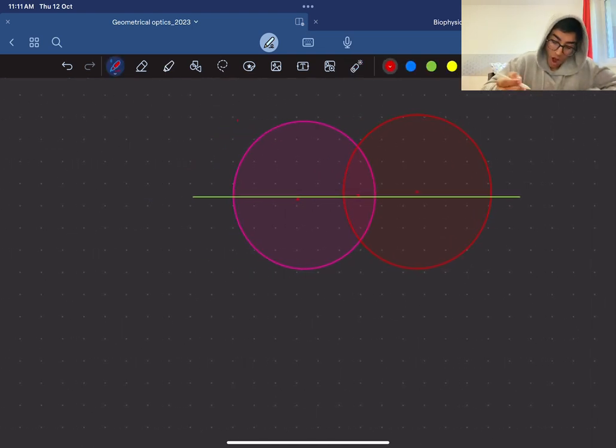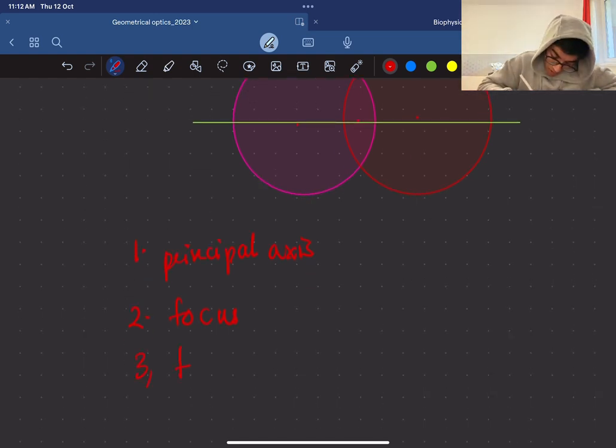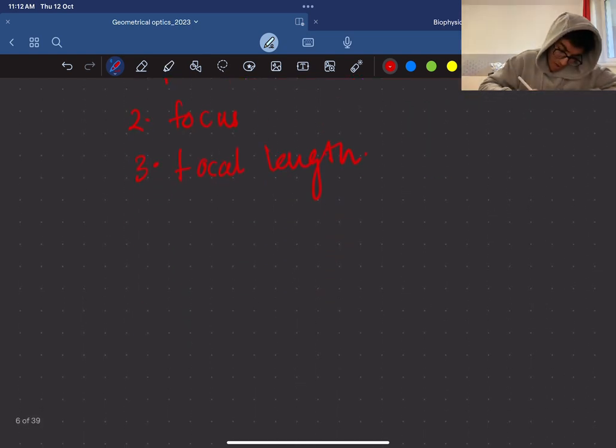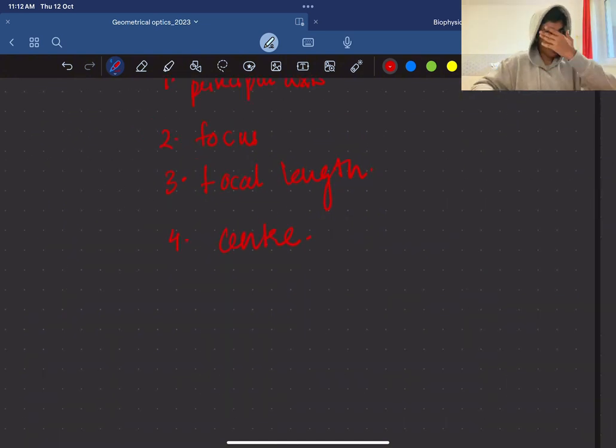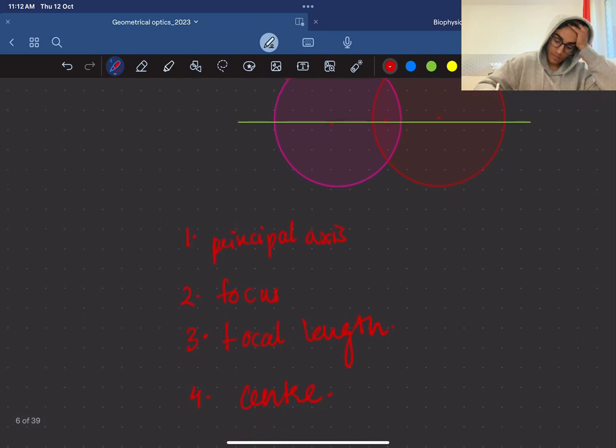Oh, I'm sleepy. Okay. First, we have the principal axis. We have the focus. We have the focal length. We have the center. What else do we have? I think that should be enough.